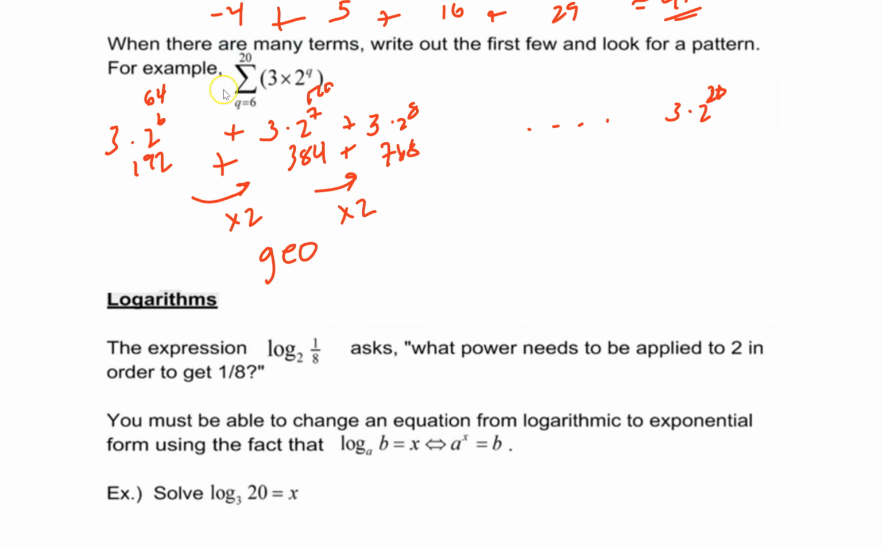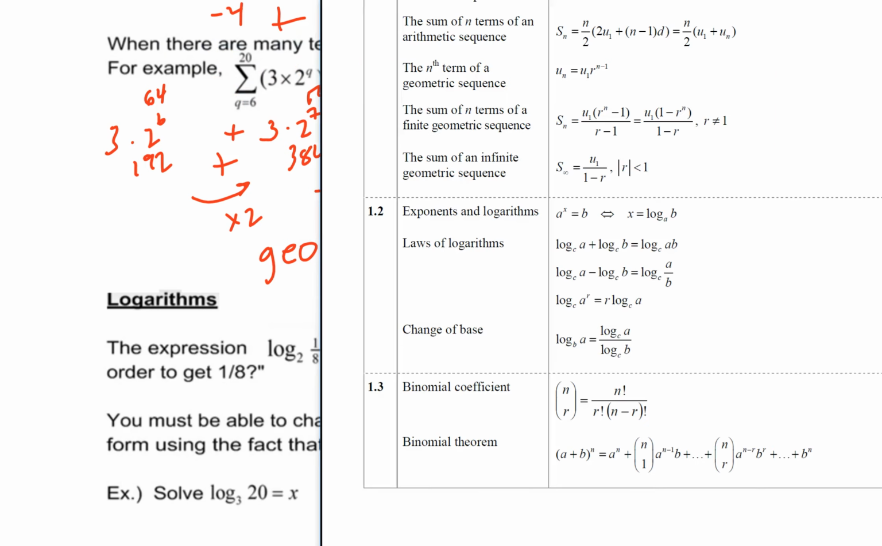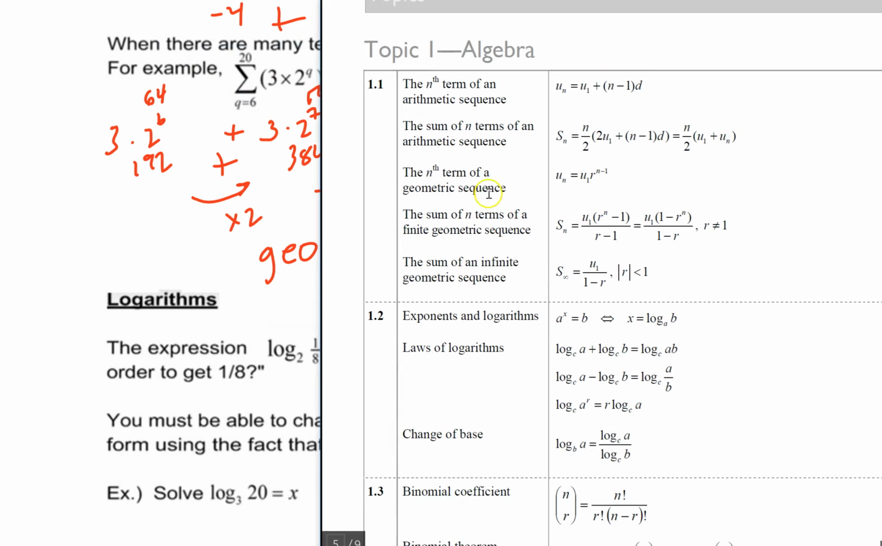And remember, this sigma means sum. That's what sigma means. So when we look at our formula sheet, right, we're looking at geometric sequence, looking for the sum. Now it's between one of these two, but we're not doing an infinite sum, so it's this one. So let's copy down the formula. Sn equals u1 times 1 minus r to the n all over 1 minus r. As I said earlier, there's actually two formulas. They give you either one. Doesn't matter which one you use. I'm just more comfortable with this one for some reason. But they're both equally the same.